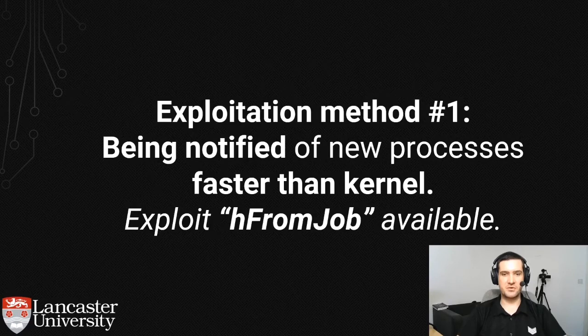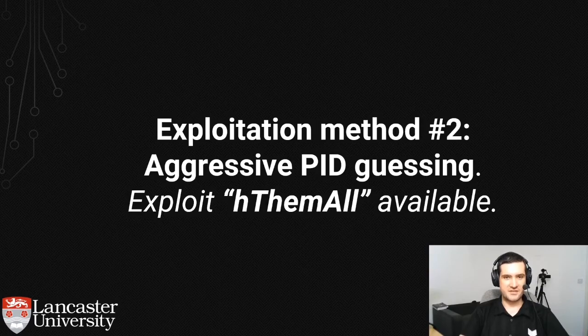Using reverse engineering, we noticed that it used job objects to be notified of new processes, and by replicating this behavior, we could bypass the protection in a standalone exploit. We named this exploit hFromJob, since it gets a fully privileged handle using job objects. The second exploit instead tries to guess the process ID of the target. Using a set of threads, we attempt to get a fully privileged handle on every possible process ID as fast as possible, and we use a separate dedicated thread to analyze the gathered handles and find when we have successfully obtained our handle on the target. We named it hThemAll since we tried to get a fully privileged handle on every possible process ID.